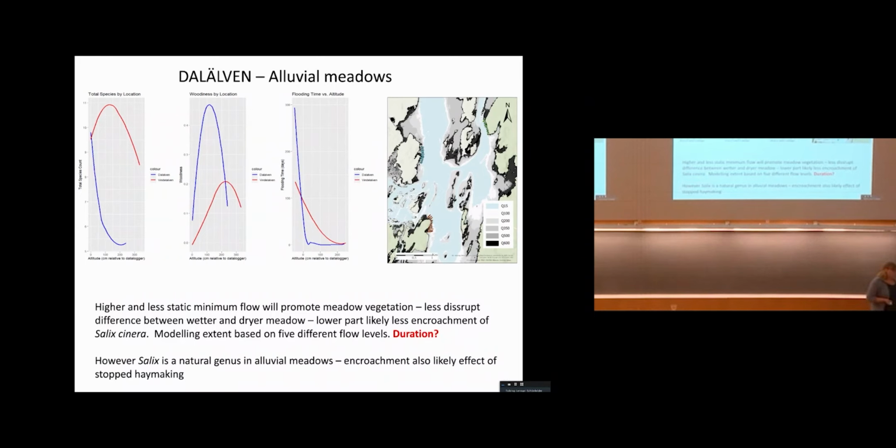In the Dalälven, you can see that the lower part that actually gets water is more species rich, and then it gets more species poor.